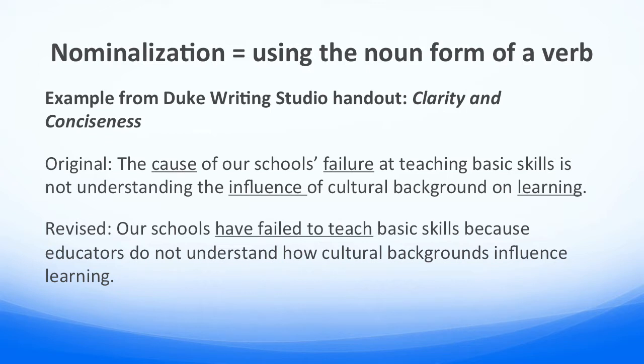Let's look at a sample sentence from a popular Duke Writing Studio handout called Clarity and Conciseness. It's found on the Writing Studio website. In the first sentence, we see that the central verb in the sentence is "is," a verb that doesn't pack much punch. The sentence has lots of other actions, much more interesting than being, but they're not expressed as verbs. The nouns cause, failure, influence, and learning imply the verbs to cause, to fail, to influence, and to learn.